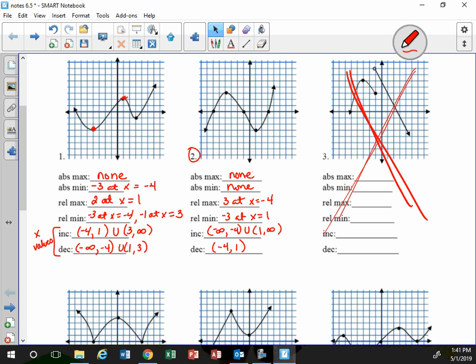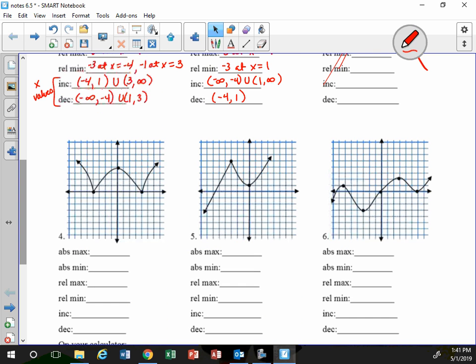That's where that happens. Guys, are you noticing the x values you use in your increasing and decreasing are the x values from your maxes and mins? So those numbers should show up multiple times. Questions on 2? Raise your hand if you got 2 completely right. Okay, we're doing pretty well.